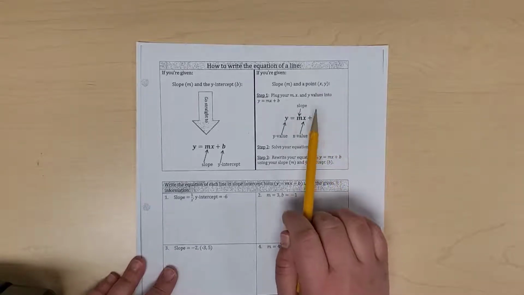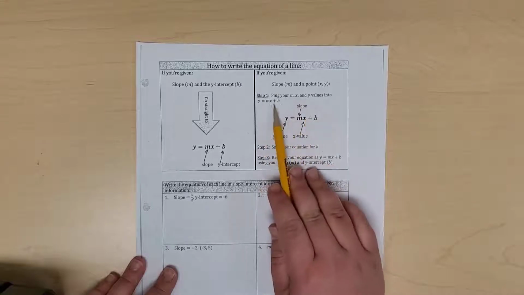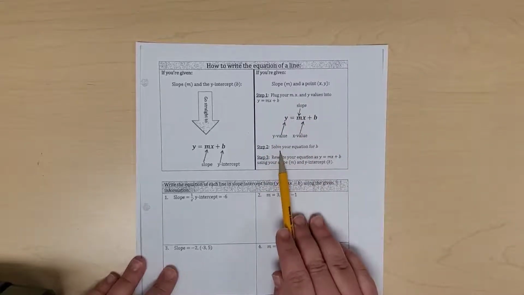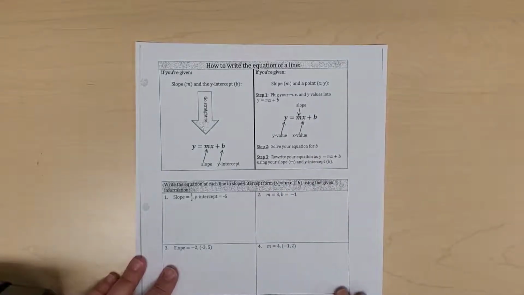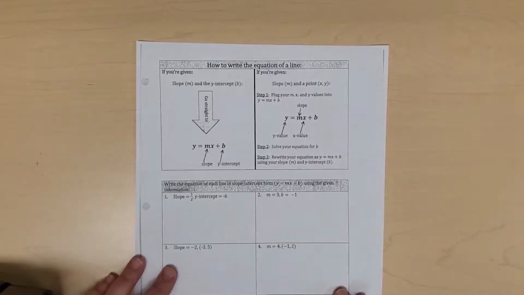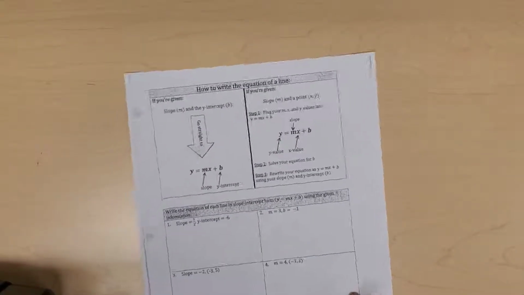If you're given the slope and a point, you need to do a little bit of work to find the y-intercept. So step number 1 is to plug your m, x, and y values into y equals mx plus b. Step 2, solve for b. And then step 3 is to rewrite your equation as y equals mx plus b using the slope you were given and the b that you just found. All right, so let's practice.